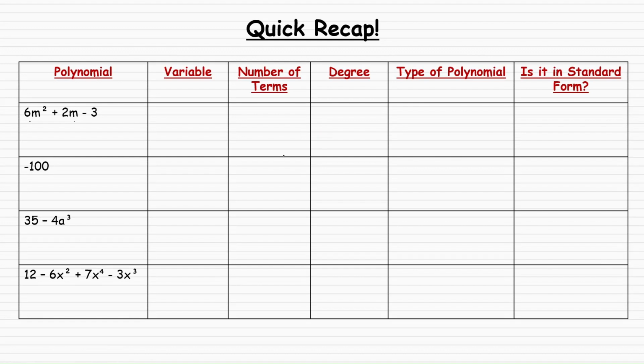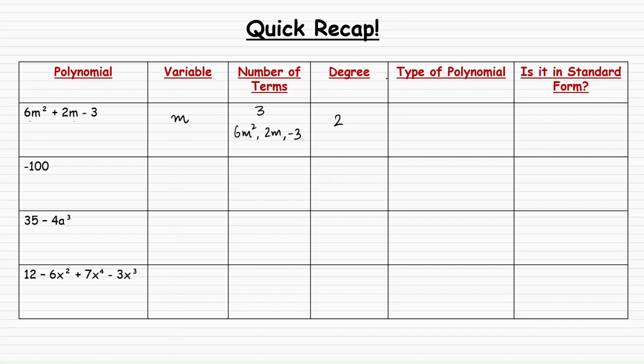This was everything about polynomial basics. Let's fill in this table to have a quick recap of what we have learned so far in this video. So the first polynomial is 6m square plus 2m minus 3. What is the variable in this polynomial? It's m. How many terms are there? 1, 2, 3. So there are 3 terms. And which are those terms? 6m square, 2m and negative 3. What is the degree of this polynomial? Which is the highest exponent? It's 2. So the degree is 2.